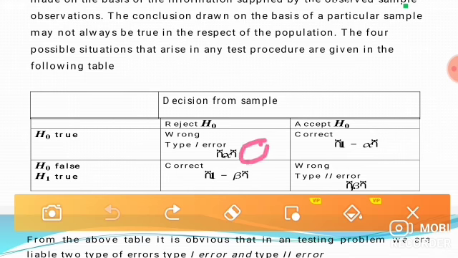This is called alpha, and this is called 1 minus alpha. The probability of the correct decision is 1 minus alpha, and the probability of the type first error is alpha. And here the correct decision in this situation is 1 minus beta, and here only beta.